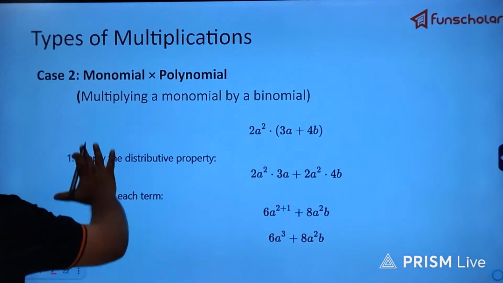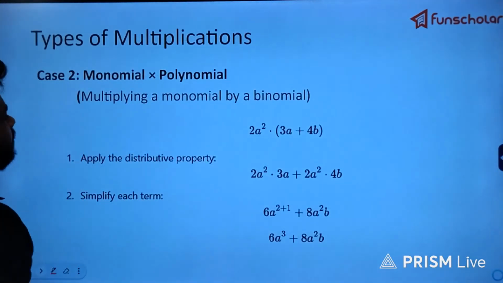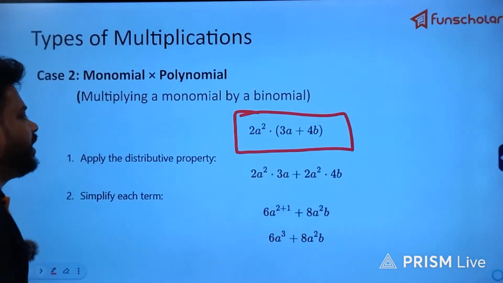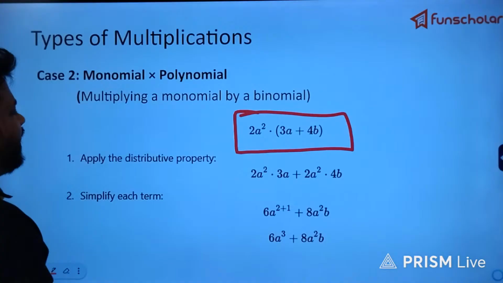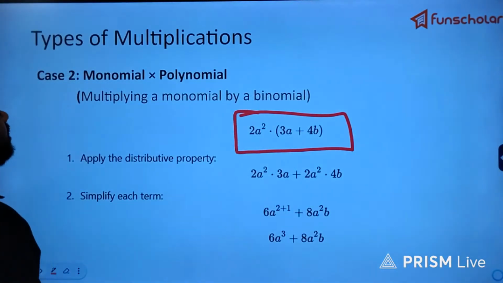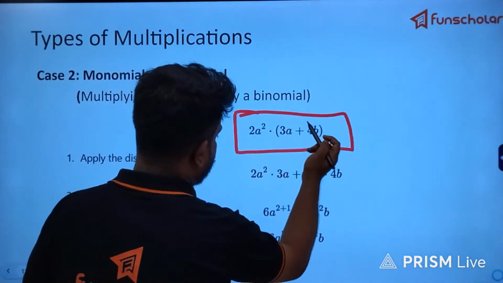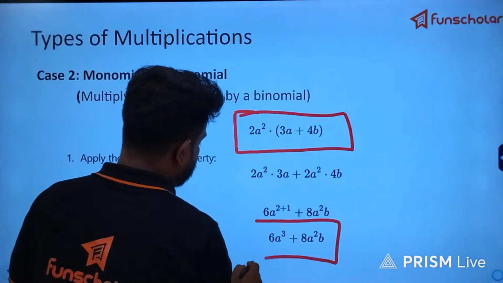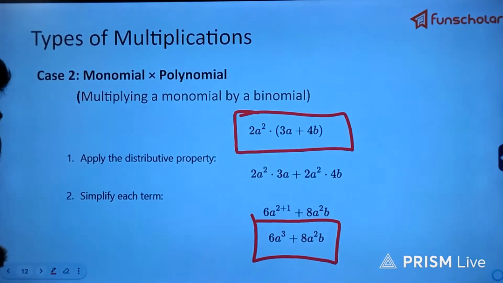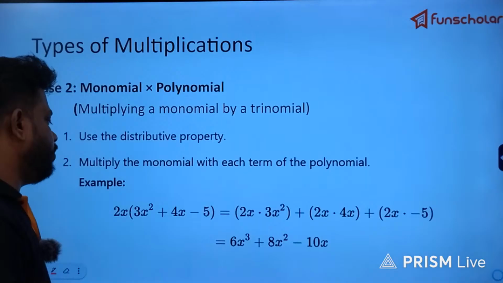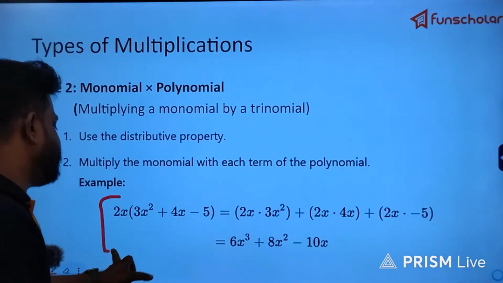They have done the types of multiplication like this, like 2a square into 3a plus 4b. They have used the distributive property to distribute 2a square to 3a and 4b each, which makes the answer 6a cube plus 8ab square. The next is the type of multiplication where they have shown how monomial into polynomial works, and it will be like this.